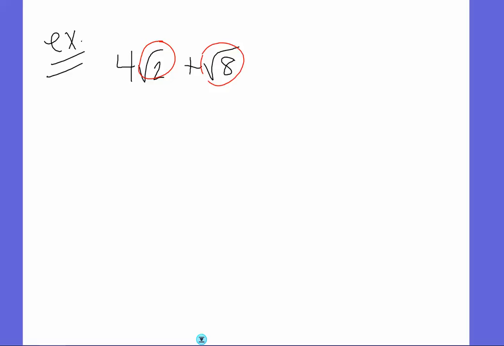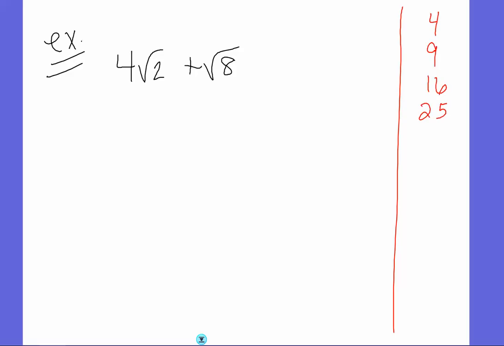So if I look at the square root of 2, the square root of 2 cannot be simplified. But now let's look at the square root of 8. If I write all my perfect squares down here, 2 squared is 4, 3 squared is 9, 4 squared is 16, 25, 36, 49, 64, 81, 100. I just stop here, and then if my numbers are big enough, I can go further into my perfect squares. So the square root of 2, I can't divide any of my perfect squares into 2. So that's already in simplest radical form, so I'm just going to bring it down.